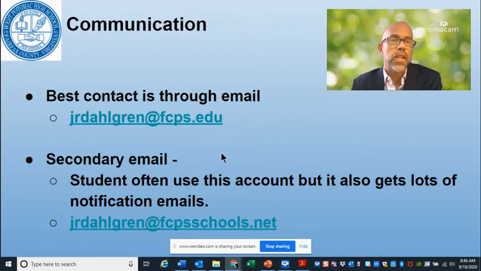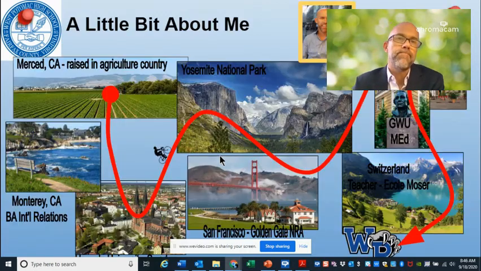In order to contact me, there are two ways, well, two emails at least. The fcps.edu is the best email. There's a secondary one that students often use because it's linked to their accounts, but this gets a lot of class work notifications, and so it fills up very quickly. So I recommend using fcps.edu, the first one listed above.